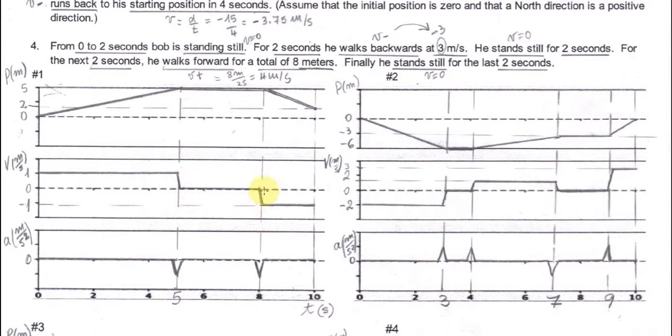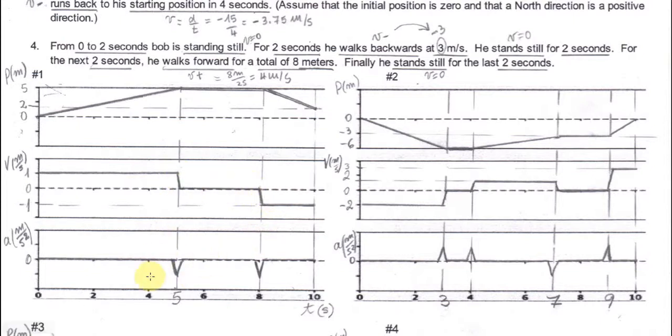Similarly, when she turns around and starts going the other direction, she's also going to have a negative acceleration. She's speeding up, but she's speeding up in a negative direction. She goes from 0 down to negative 1.5 meters per second. So that speeding up in a negative direction means that she has a negative acceleration. You can see here the slope of this is downward, the slope of this is downward.